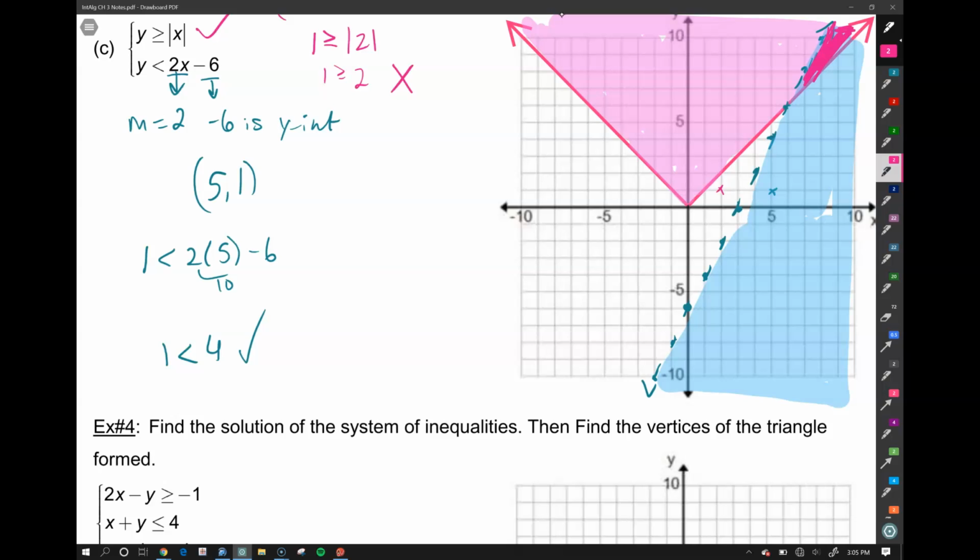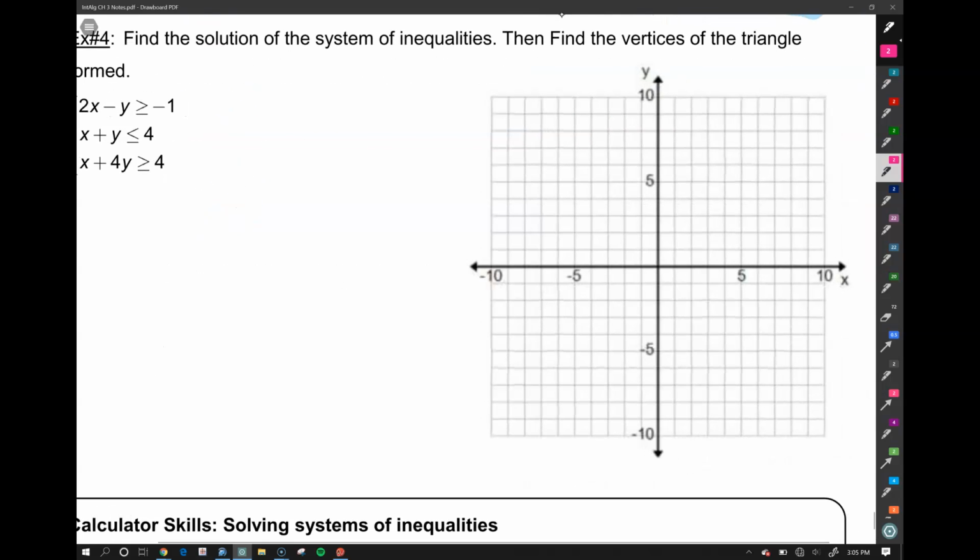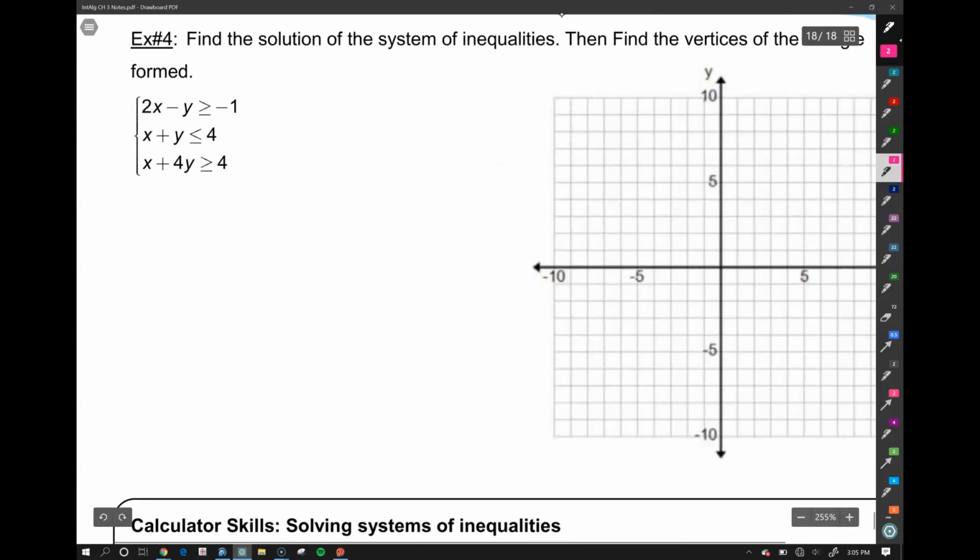Like I have to pick and choose exactly what I want you to know how to do. So this is a nice one. Find the solution of the system of inequalities, find the vertices of the triangle formed. So I just told you the solution is going to be a triangle, and you have to find the vertices. So automatically you know if you didn't find a triangle, it's wrong. There you go. All right, so let's go through and graph this.